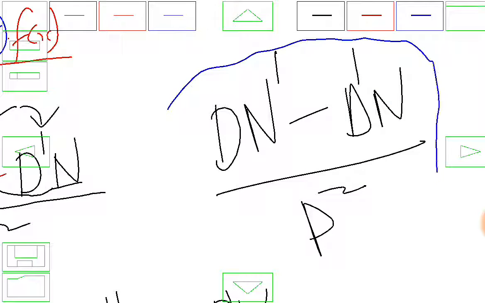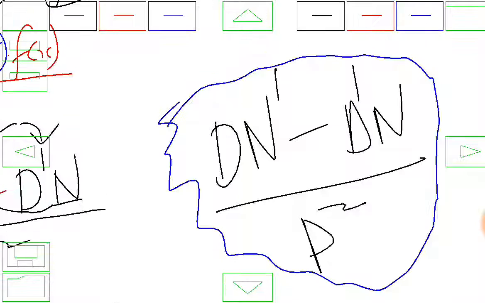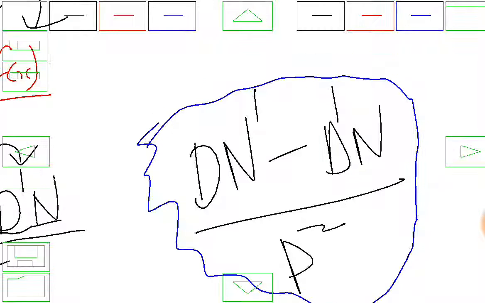So this is the rule that we have come across and devised, the quotient rule made simple.